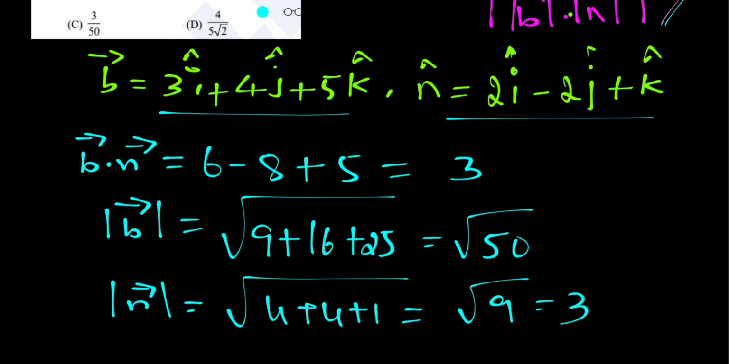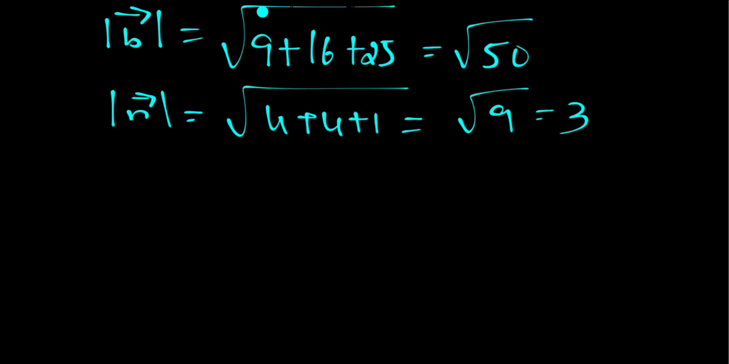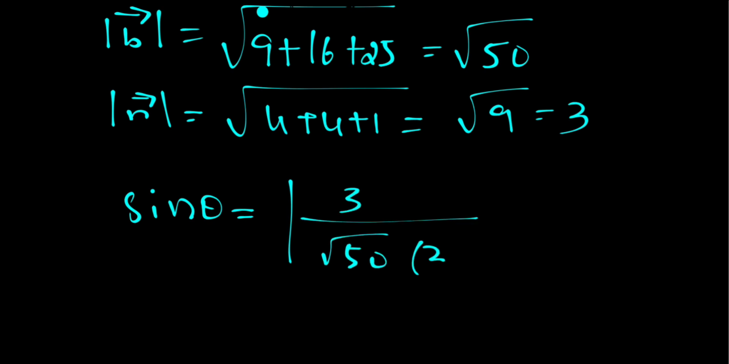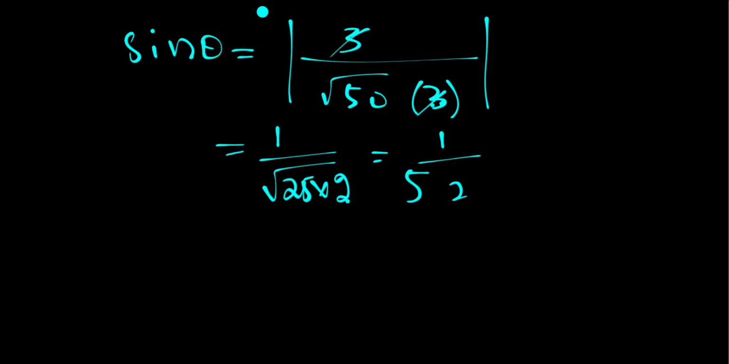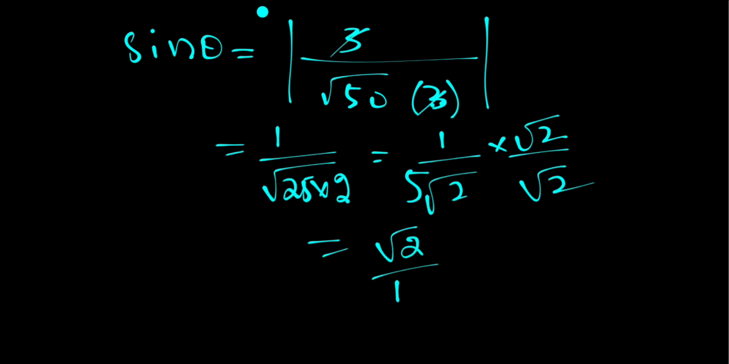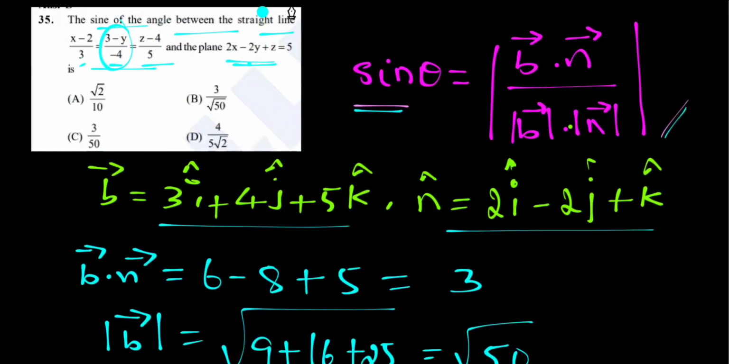So all these values we have to substitute in the formula. Sin theta is equal to mod 3 divided by root 50 into 3. That is nothing but 3 gets cancelled, 1 by root 50, that is nothing but 25 into 2, 1 by 5 root 2. Multiply and divide with root 2, you will get root 2 by 10. So option A is the correct answer.